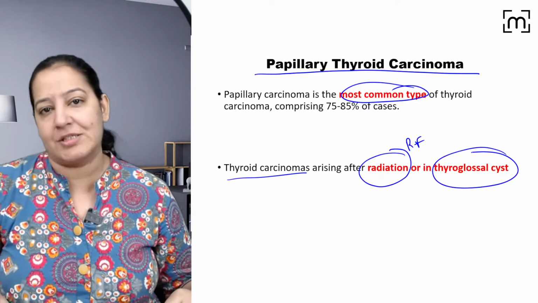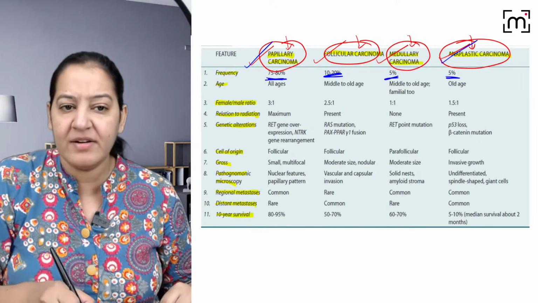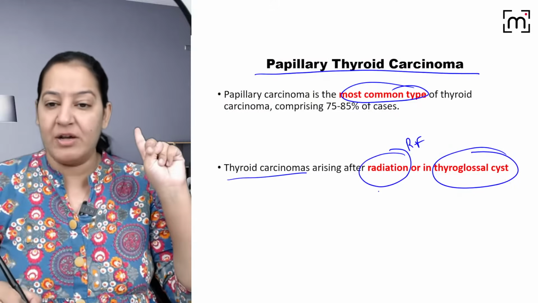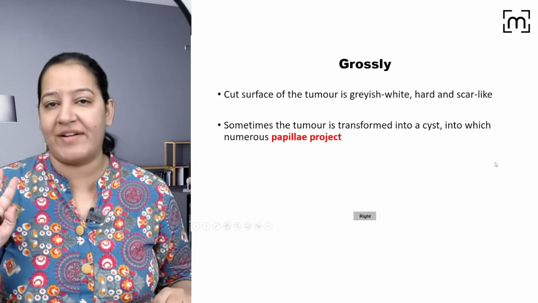And thyroglossal cyst. There are 2 risk factors, right? What are the 2 risk factors you must study here? The 2 types of risk factors, it's not written here. So the 2 types of risk factors are radiation and thyroglossal cyst. Learn the risk factors of all 4. All 4 have different risk factors.